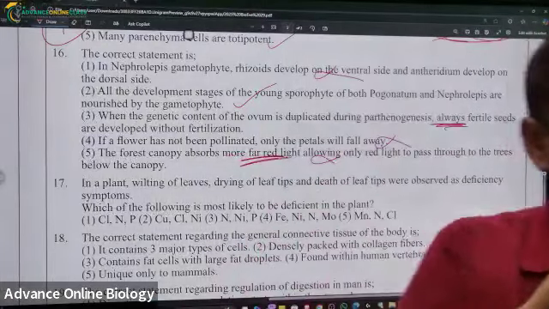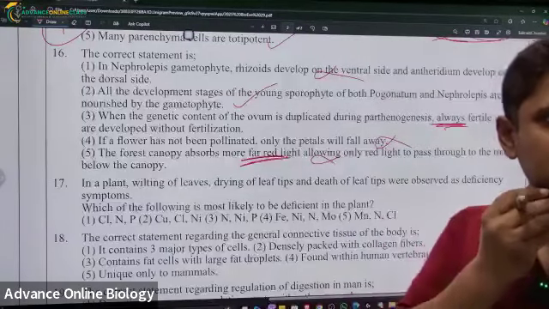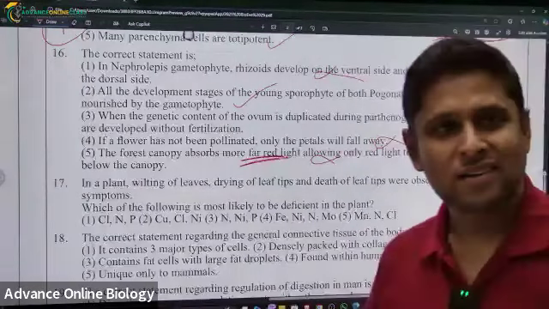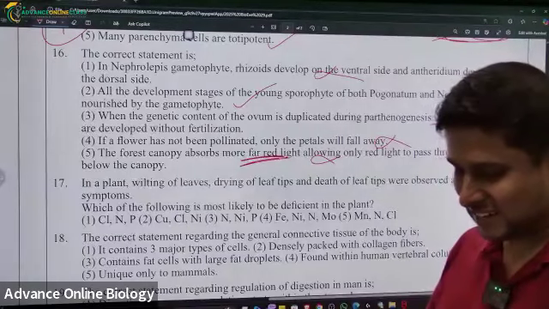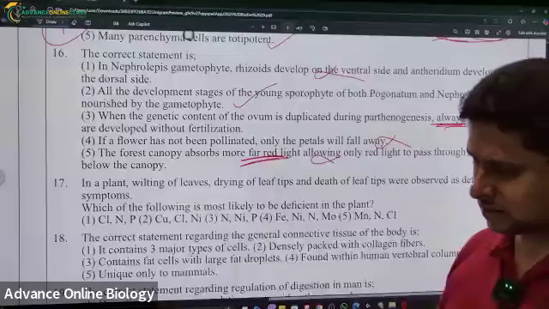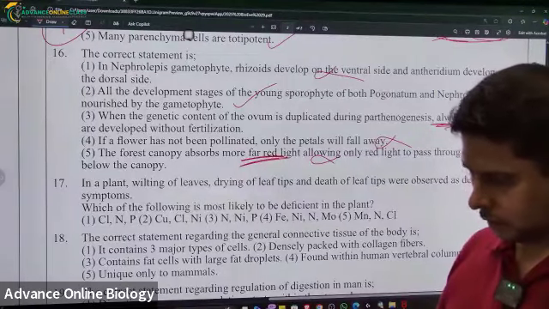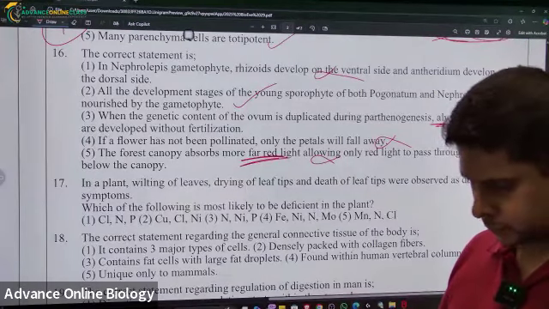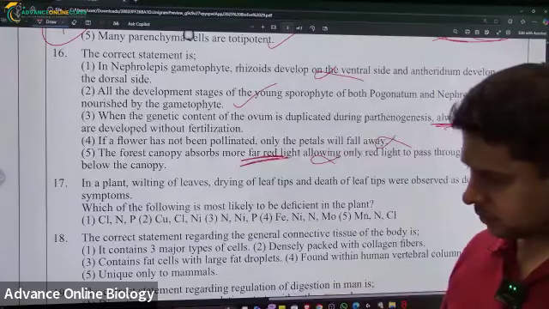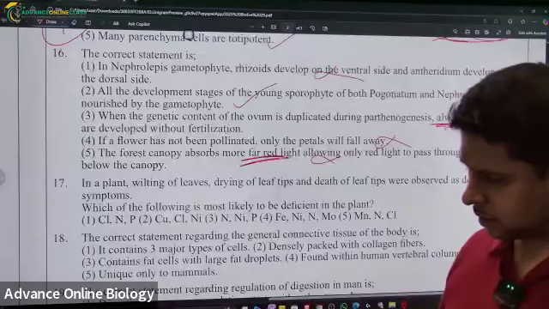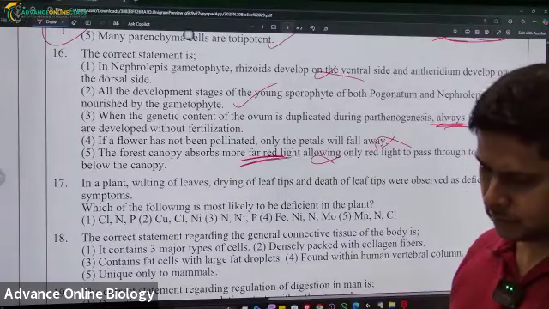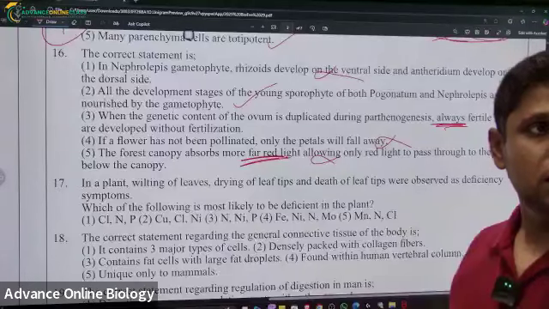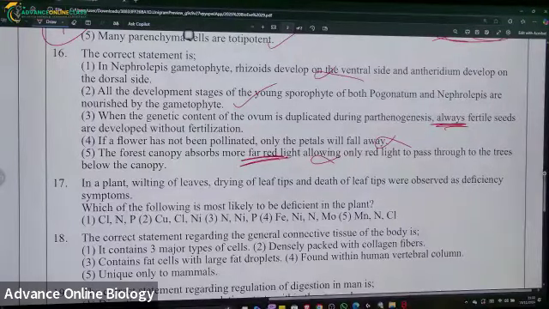So what is your answer for this, people? Do you agree with the second statement? When the genetic content of the ovum is duplicated during parthenogenesis, always. Shall we check that part? Always, sometimes, most of the time. Let me read it for you. In parthenogenesis, the genetic content of the egg is duplicated to become diploid, enabling seed development without fertilization by a sperm.